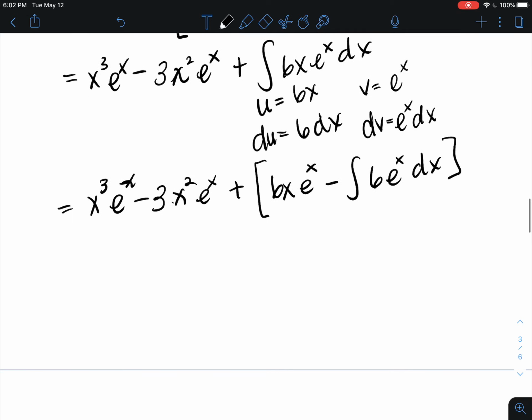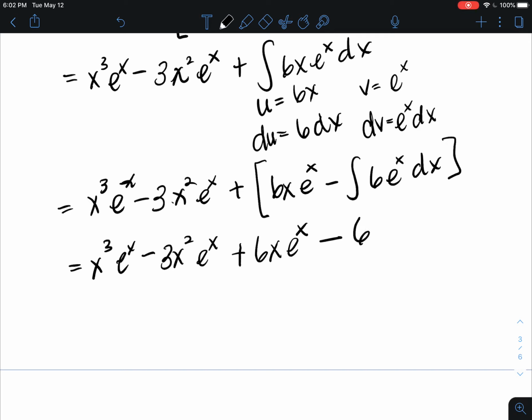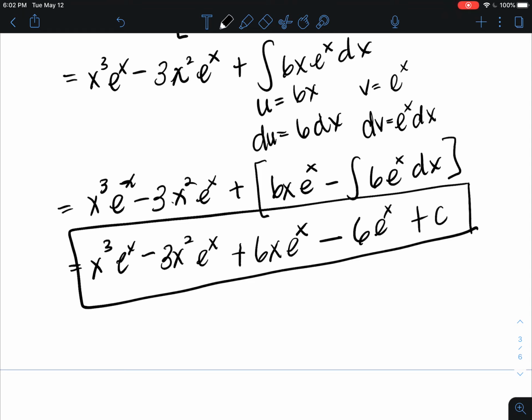Okay, so now I can take the integral. These brackets are really unnecessary. So x cubed e to the x minus 3x squared e to the x plus 6x e to the x minus, well, I can take out the 6, right? And then what's the integral of e to the x? Well, e to the x plus c. And that's my final answer.